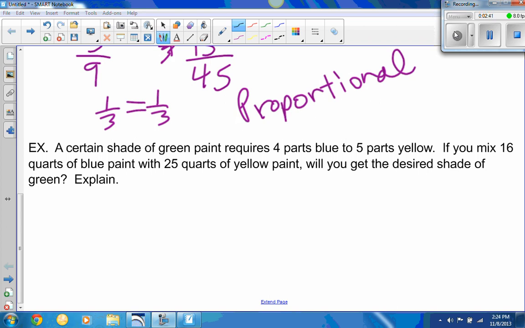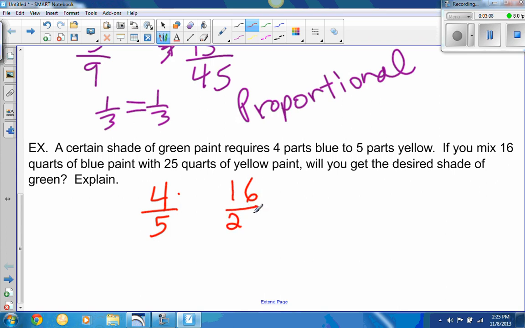Alright, so what are they actually asking here? They're basically asking you, are those two ratios equal? Are they proportional? They have to be, otherwise you won't have the right shade of green. So let's check it out. 4 to 5 is my ratio. And if I have blue on top here, I have to make sure I have blue on top here. So 16 to 25.